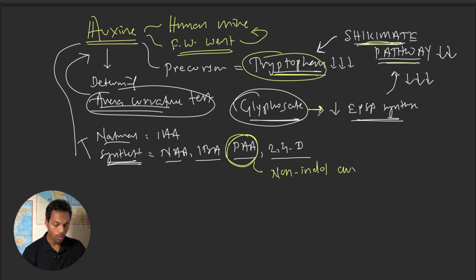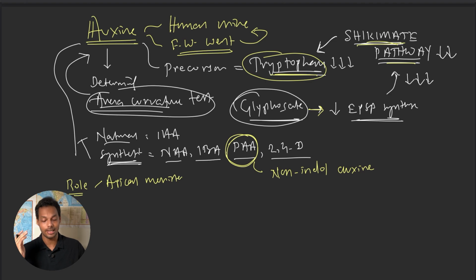Now, what are the roles of these auxins? Auxin is generally secreted in the meristematic region or the apical region, like the apical bud or apical meristem. Auxin is generally synthesized there. So basically it elongates the growth of the apical meristem region or the meristematic region. There are specific roles of all these auxins.